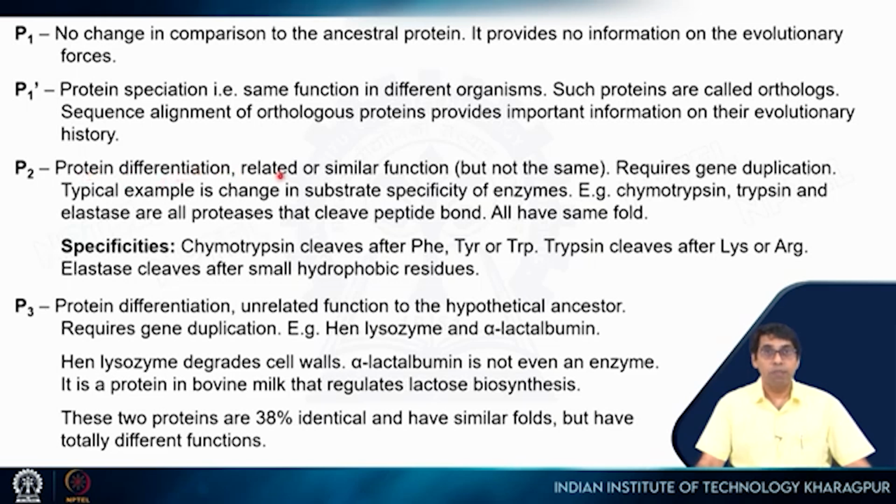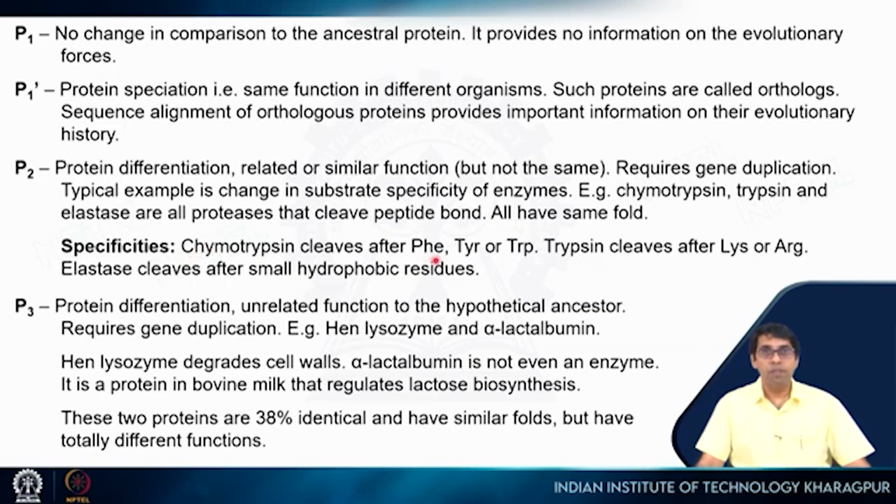Differentiation, so here the protein has related or similar function, but not exactly the same function. So, this requires gene duplication. Examples will be chymotrypsin, trypsin and elastase. These are all enzymes which cleave the peptide bond. So, these are called proteases. They have very similar fold, right.